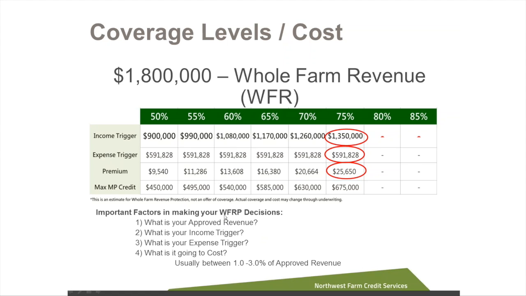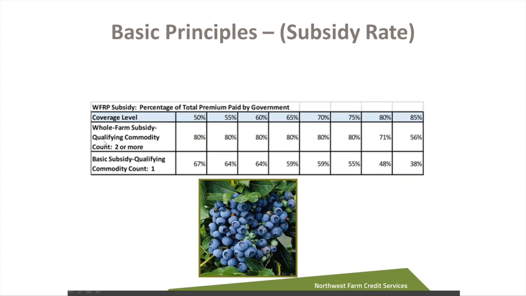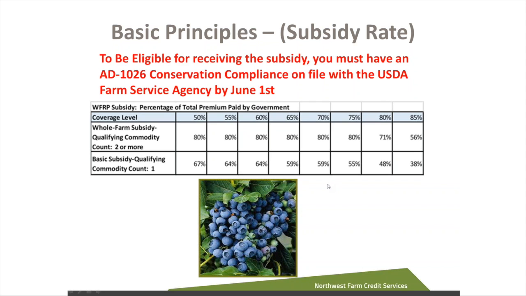What is it going to usually cost? Well, typically I've seen that the cost is usually about 1 to 3% of your approved revenue. So I said this was highly subsidized, and if you grow at least 2 crops, you qualify for an 80% subsidy all the way up to 75% coverage. Notice that the subsidy drops off quite rapidly at the 80 and 85%. If you only grow a single crop, you don't qualify for that higher subsidy. The subsidies are still substantial and make the product very affordable.